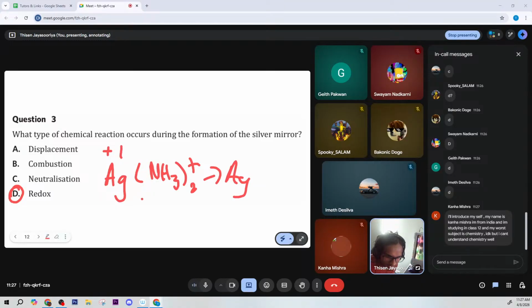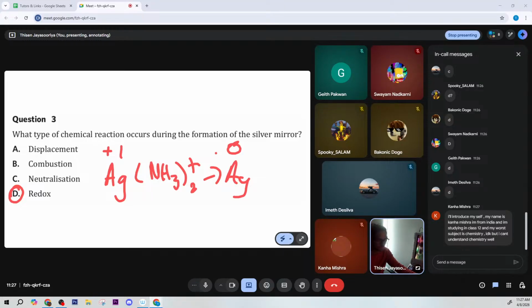I'll introduce myself. My name's Kahan. I'm from India. I'm studying year 12. My worst subject is chemistry, but I can't understand chemistry well. Okay, that's all good. That's why half these guys are here, to get better at chemistry.